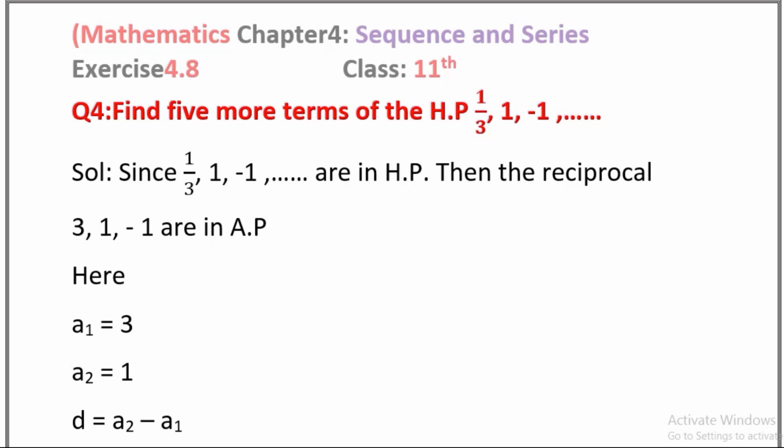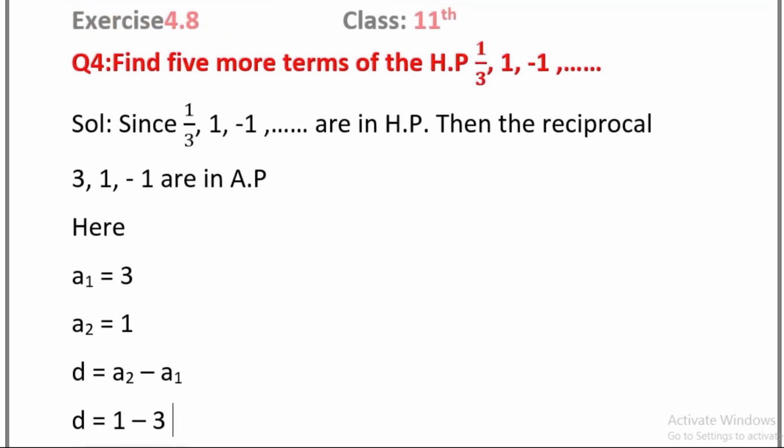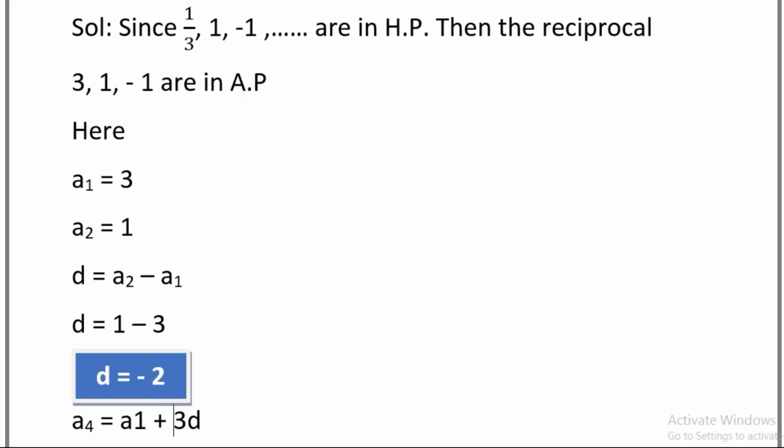Since 1/3, 1, -1 and so on are in harmonic progression, then the reciprocals 3, 1, -1 are in arithmetic progression. Here the first term a1 is equal to 3, the second term a2 is equal to 1. So d is the common difference between a1 and a2. By putting the values, a2 is 1 minus a1 which is 3. So d = 1 - 3 = -2. So d is equal to -2.